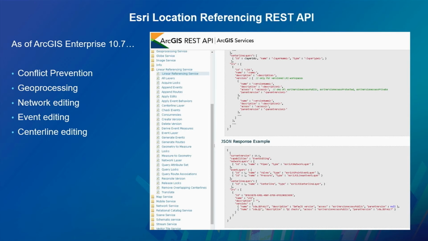So this is just a quick sneak peek of the help documentation. And the reason this is exciting to us is that we've put everything into the API. So previously, the linear referencing API had event editing, and it had conflict prevention. And that's what ran our event editor web application that came with roads and highways for server. So the new API has conflict prevention, of course, a new implementation of it. It also has geoprocessing, network editing, event editing, centerline cartographic editing, and of course, we still have the event editing we had from the previous API.